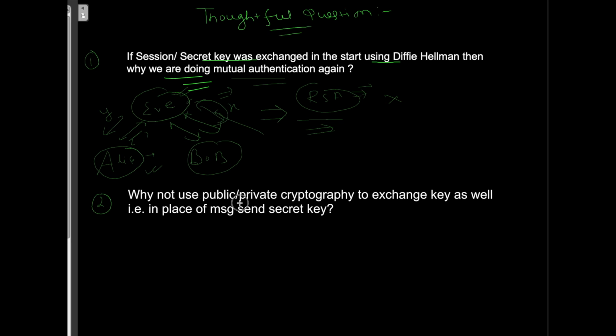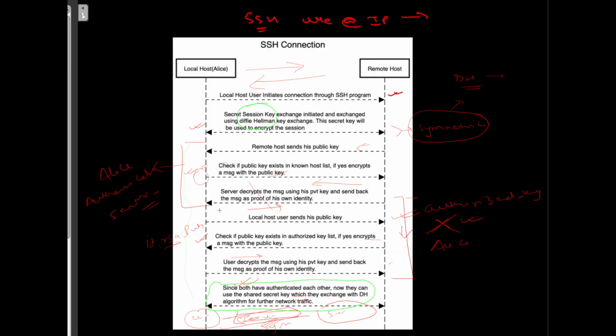Since we are using public key private key cryptography, why not encrypt the secret key and send it? So basically, what I mean is, do I need this step? If we encrypt the message with the public key, why not encrypt the secret key only instead of the message, and both will get the secret key then.